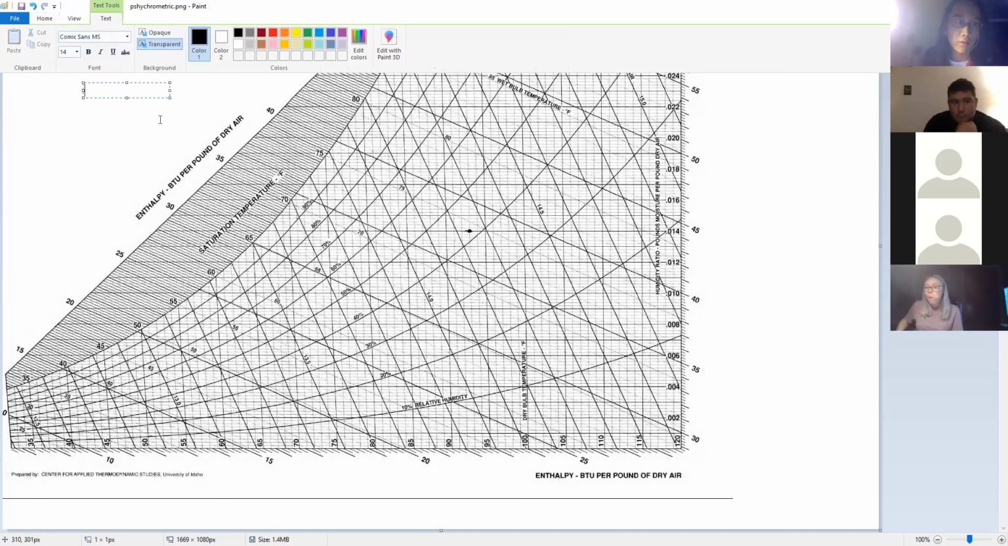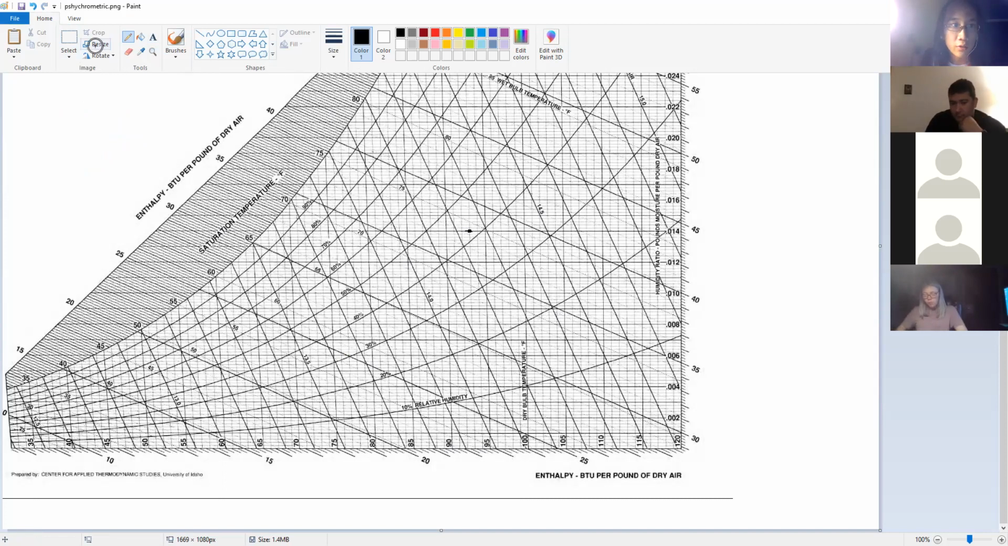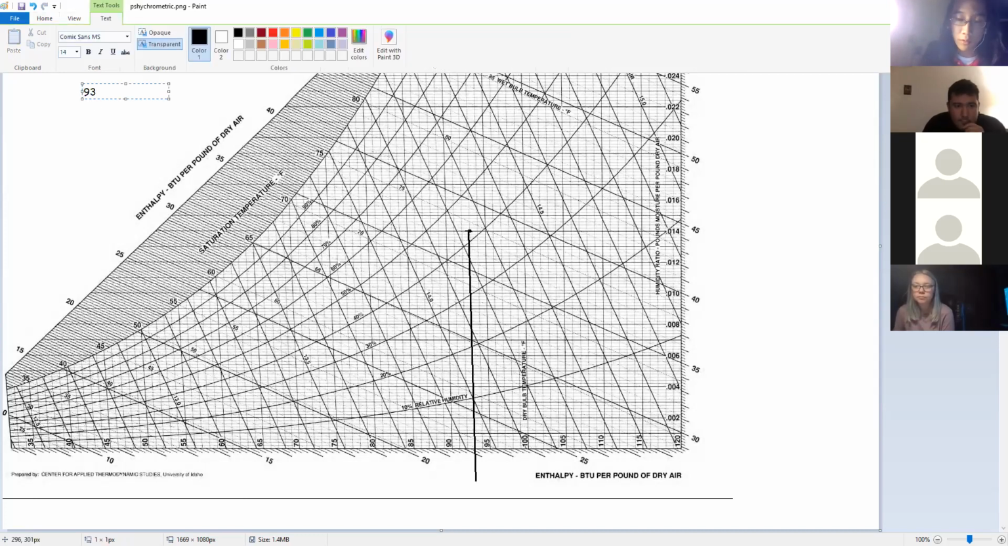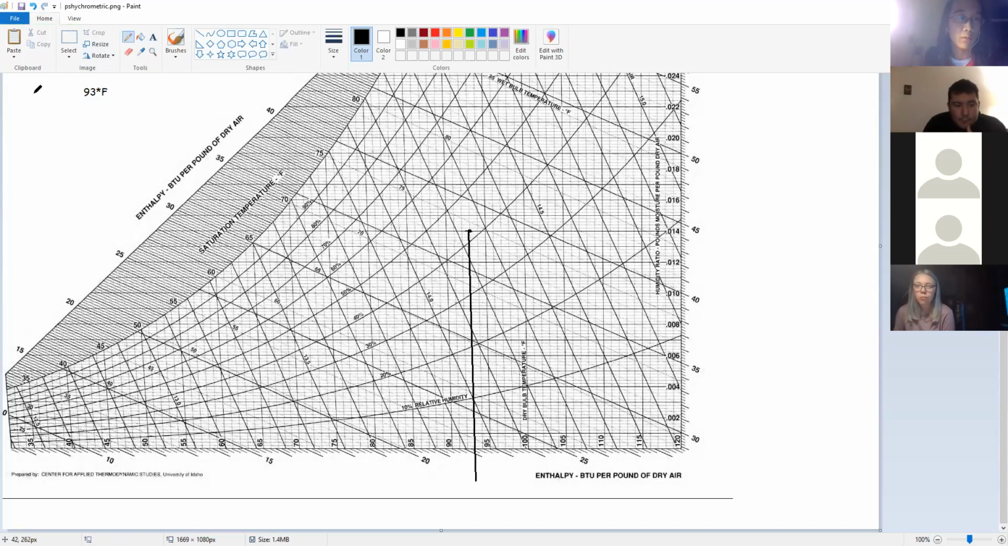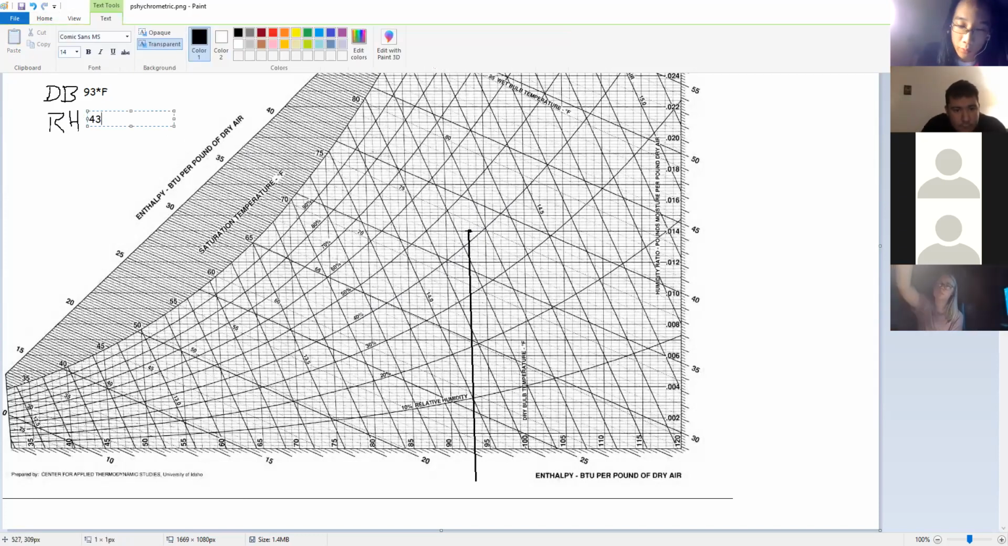So we have our dry bulb. Just go directly straight down. This is your current climate. You don't have to change anything. Just go straight down to find the temperature. 93 degrees Fahrenheit. Bam, that's our wet bulb, I mean dry bulb. 93 degrees Fahrenheit is our dry bulb. Bam, relative humidity. You just read these relative humidity lines, 40, 50, somewhere between 40 and 50. It's like 43. Relative humidity is around 43%.